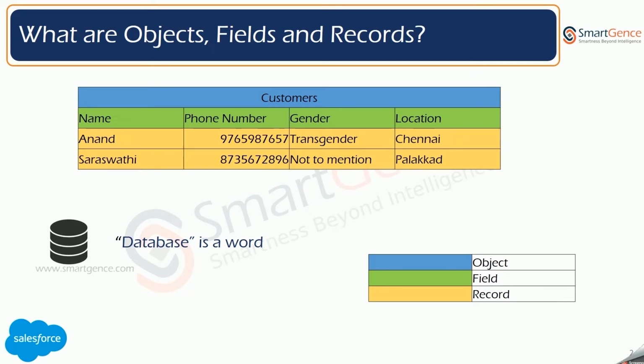Only the terminology differs. For example, here we have this table called customers, right? So we'll call this the customer object. And these columns, name, phone number, gender and location, would be termed as fields. And here the data we have, right? These would be called records in Salesforce terminology.